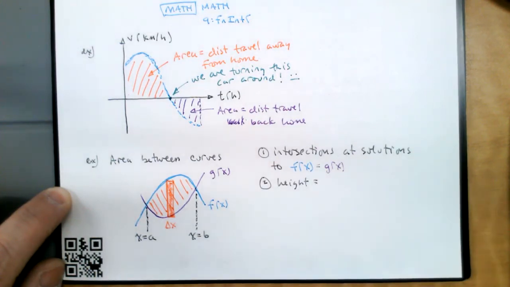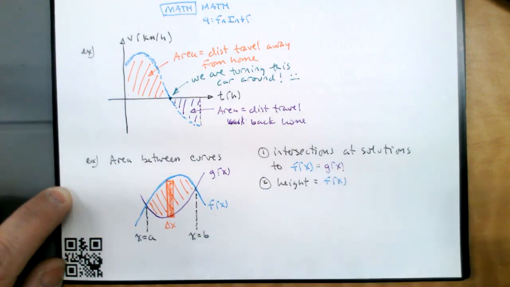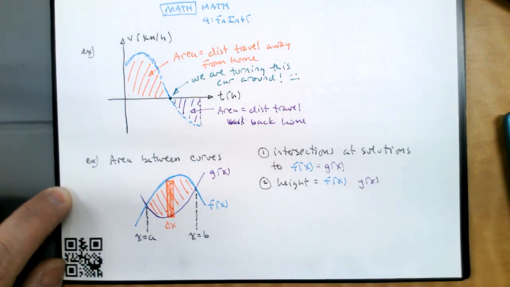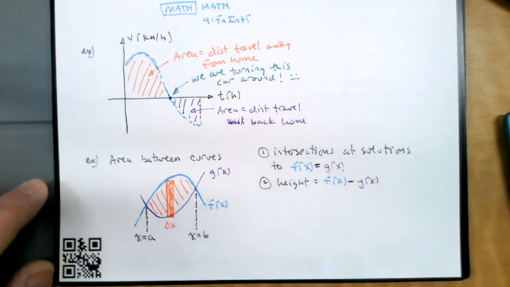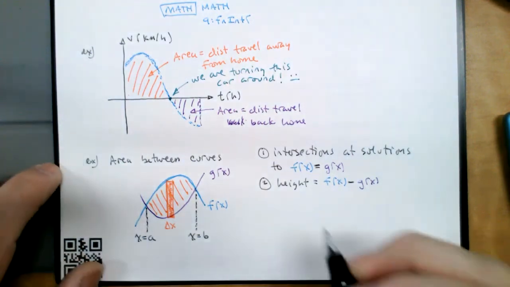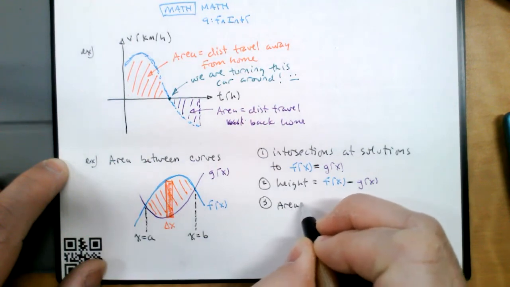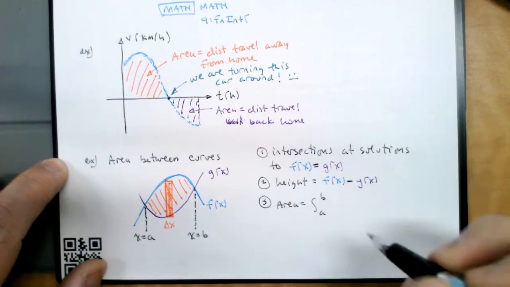So your height is going to be f of x minus g of x. So our area will just be the integral from a to b of f of x minus g of x dx.